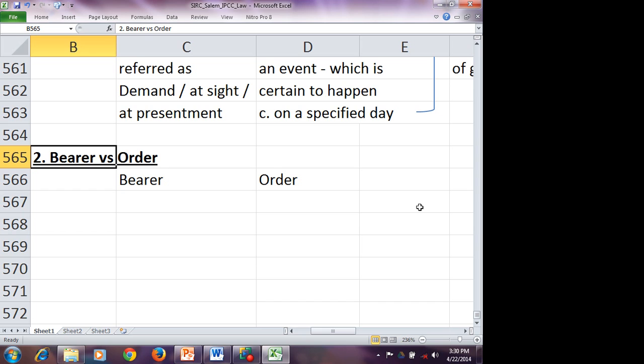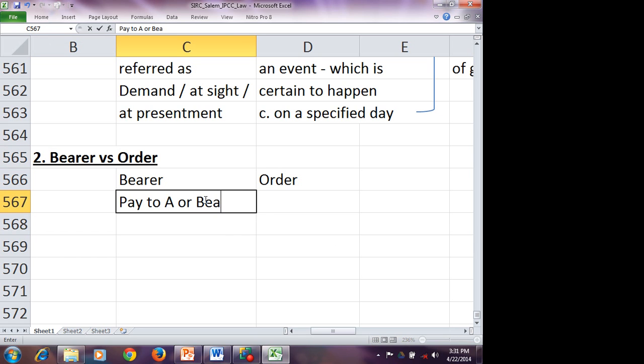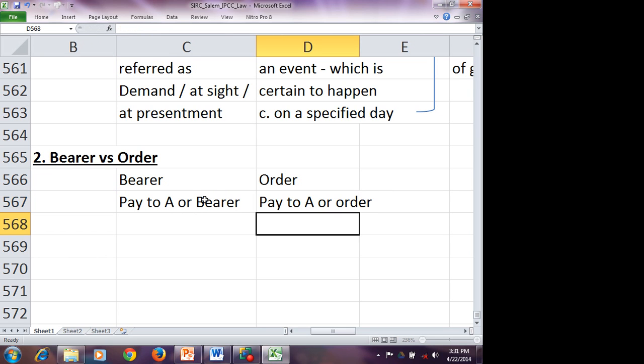It's nothing but the usage of the word bearer or order, forming part of your tenor. If the instrument tenor specifically says bearer, it's a bearer instrument. If the instrument tenor specifically says order, it's an order instrument. Name mentioned or name not mentioned, no. I have a tenor which says pay to A or bearer. Bearer instrument. Pay to A or order. An order instrument.